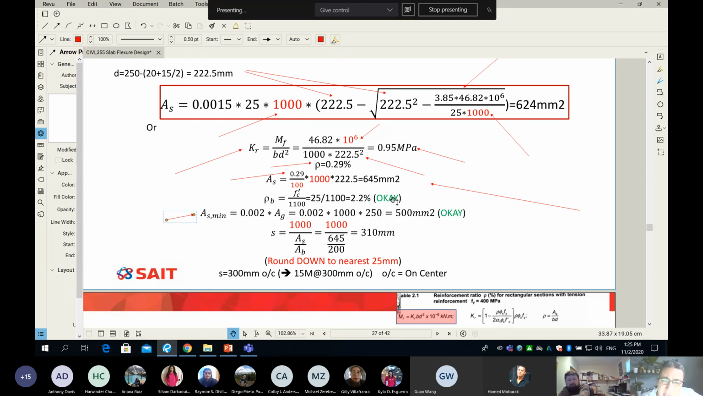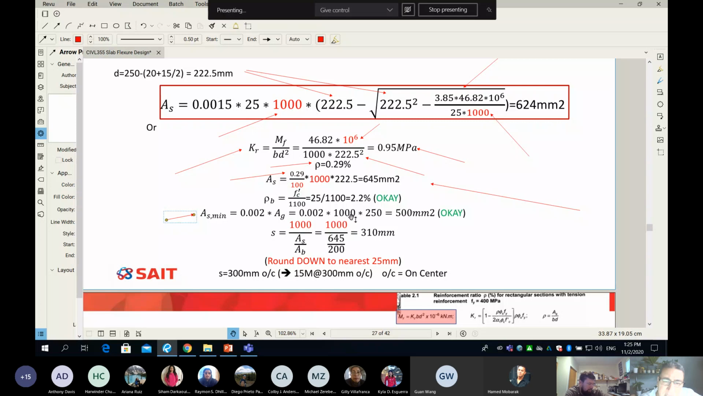Please look up my screen. Anytime I do a check, I say okay in green. It means I have passed code requirement. Also, when it comes to area of steel minimum, what is the minimum? Please watch this. It is 2 per 1,000 of area gross.